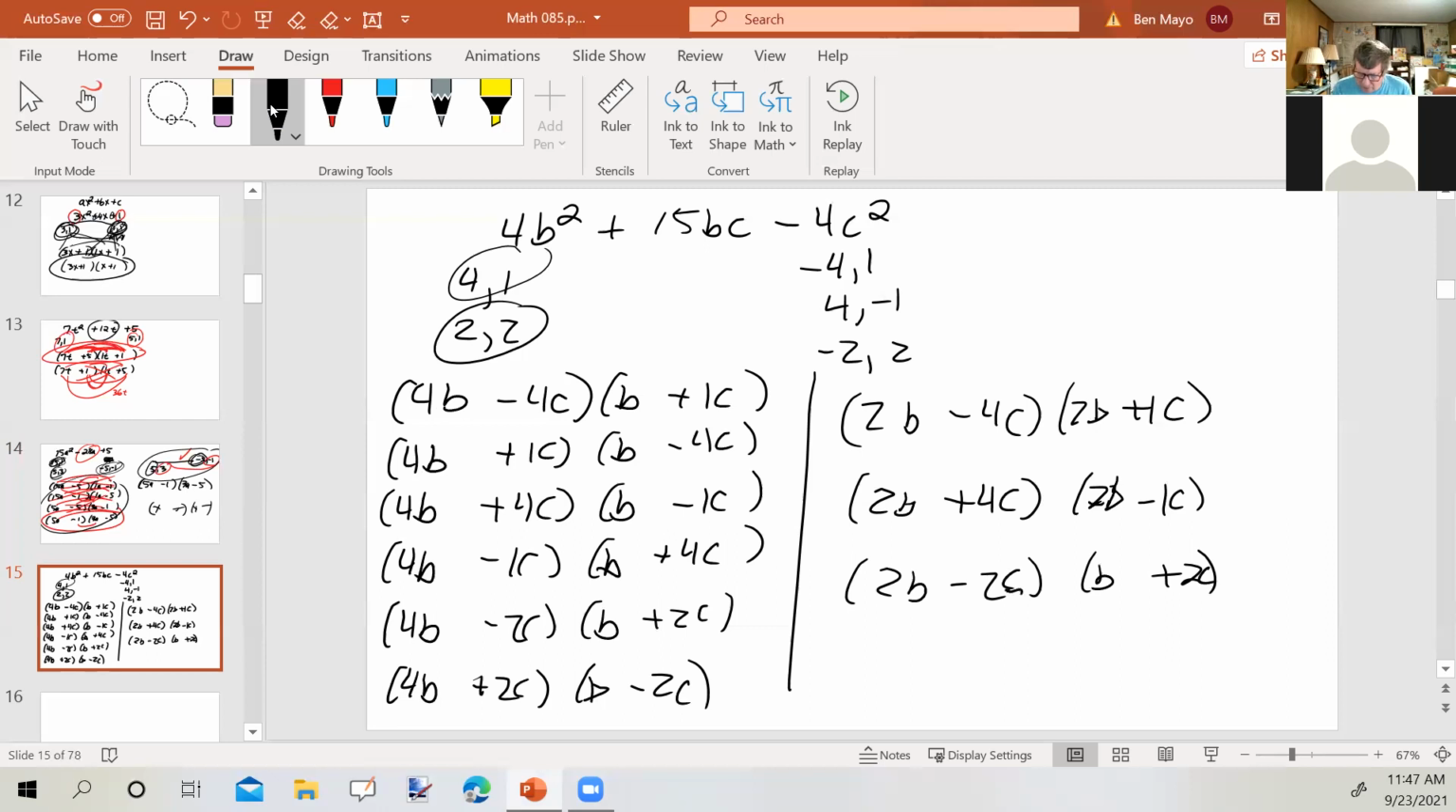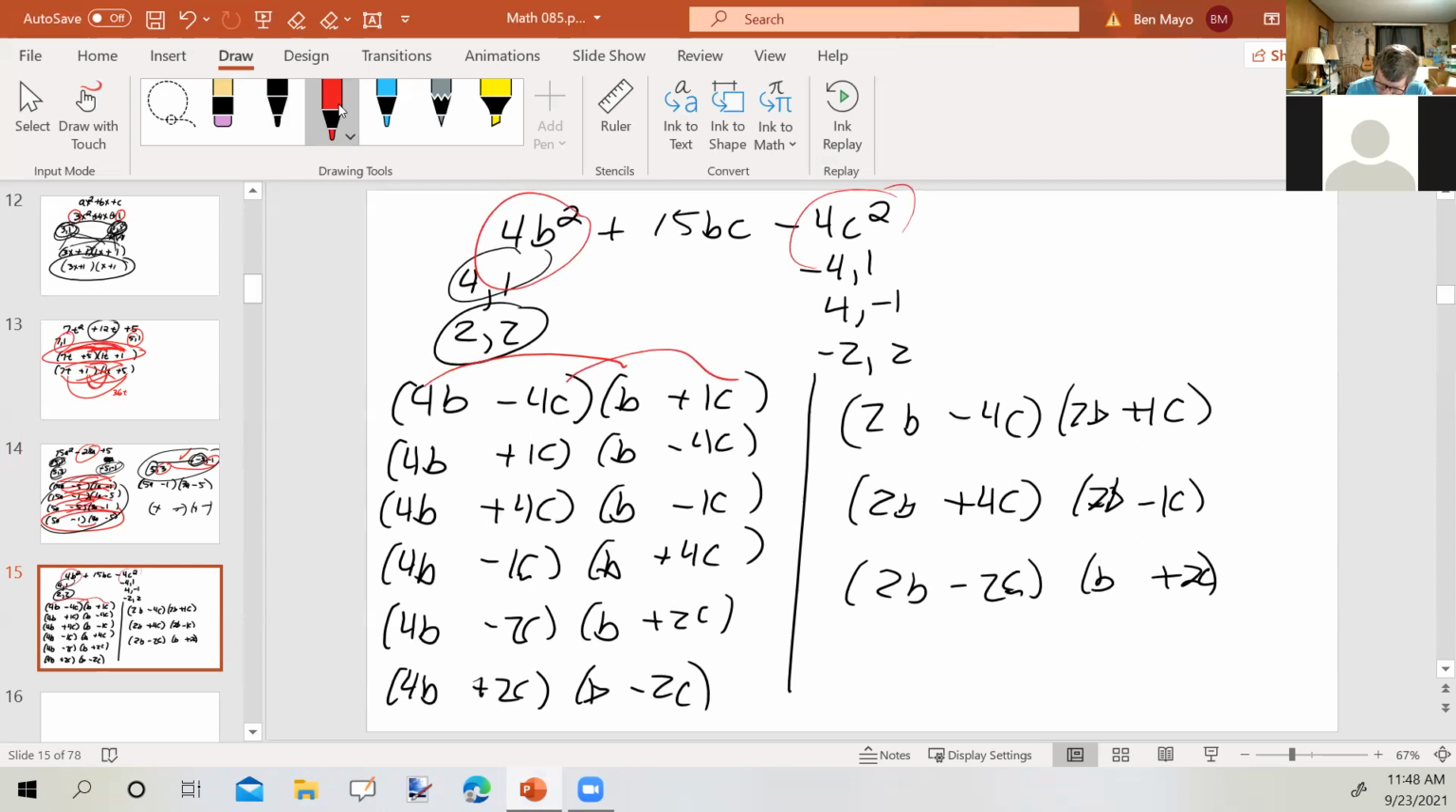Point being, though, I've got all these different combinations, right? Only one of them is going to give me plus 15BC in the middle. So let's see. I know that the first two are going to give me this, and the last two are going to give me that, right? Just from the way I found these. But I'm looking for 15BC in the middle. Let's see.